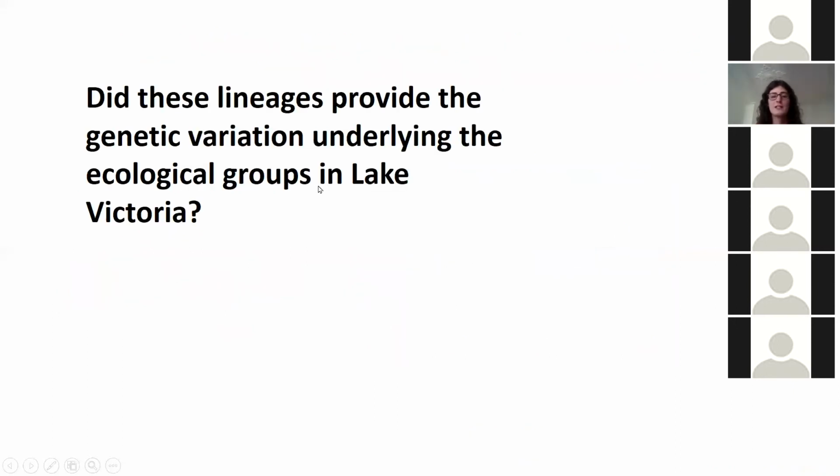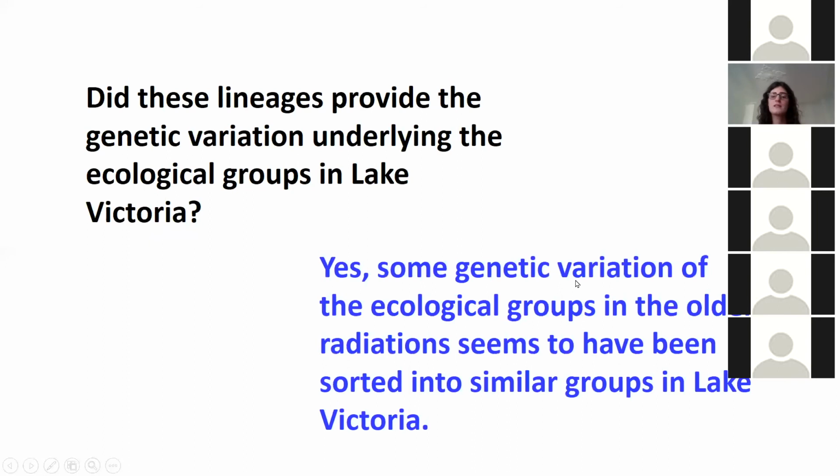So did these lineages provide the genetic variation underlying the ecological groups in Lake Victoria? Yes, some genetic variation of the ecological groups in the older radiation seems to have been sorted into similar ecological groups in Lake Victoria. This is what this F4 test showed.